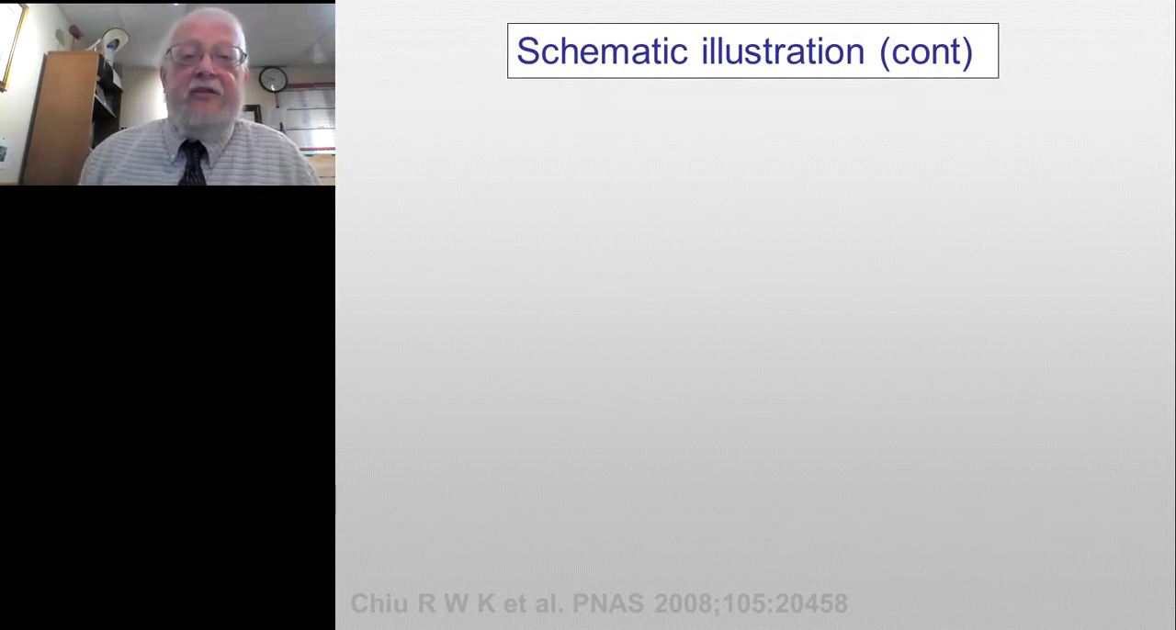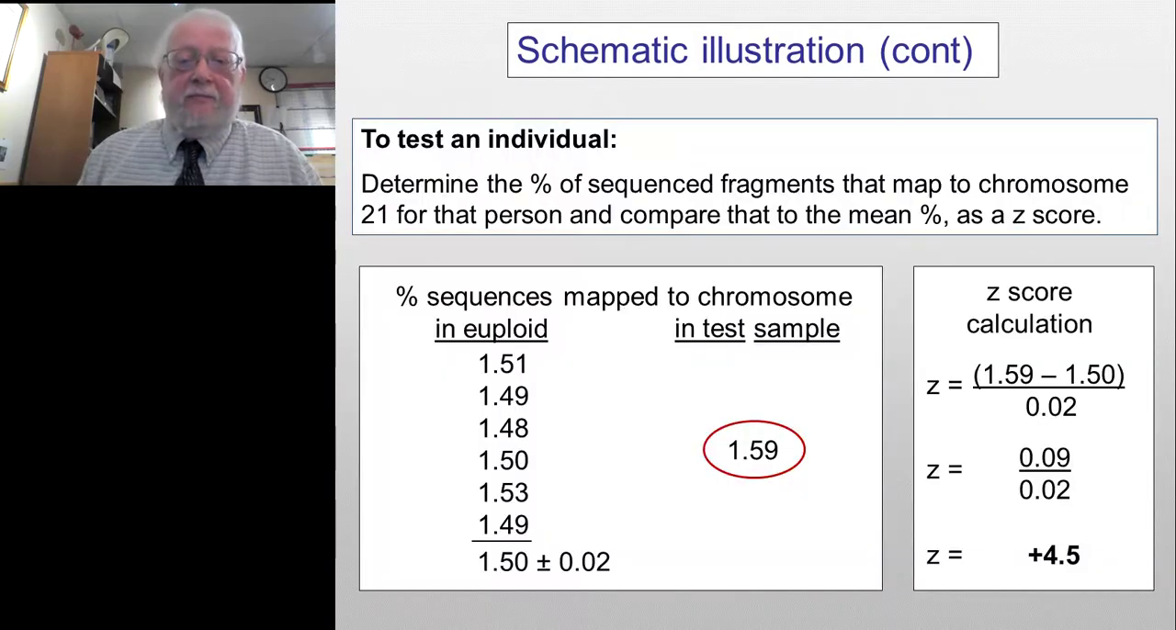All right, so let's say that you have sequenced and aligned millions of fragments. How do you test somebody then? You figure out how many fragments map to chromosome 21 for the woman, the patient, whatever you want to call her, and compare that to the mean. I said it's about 1.5%. It isn't exactly 1.5, but 1.5 will work. And then express it as a z-score.